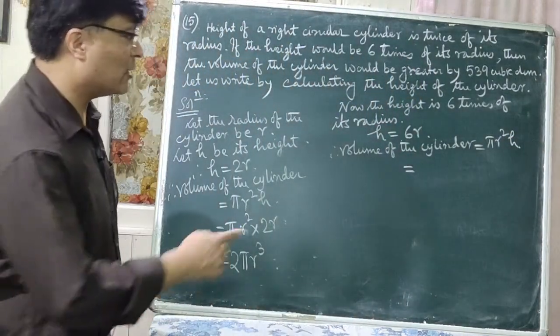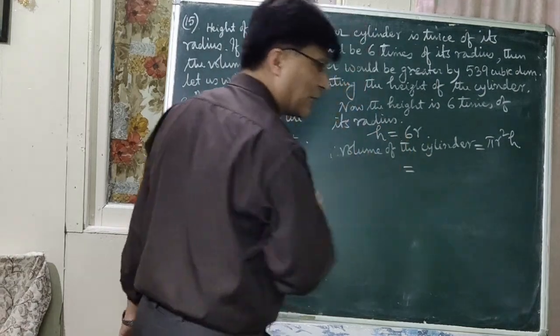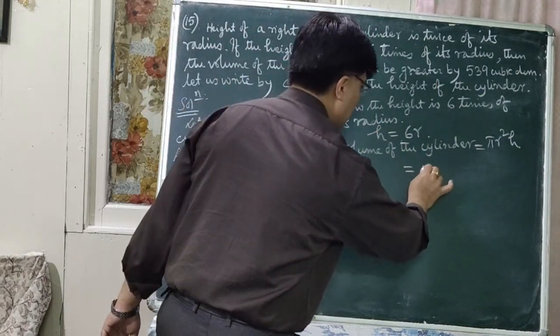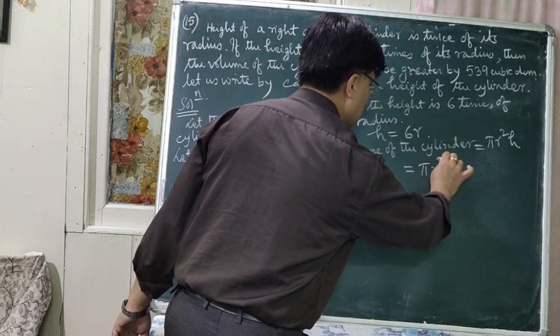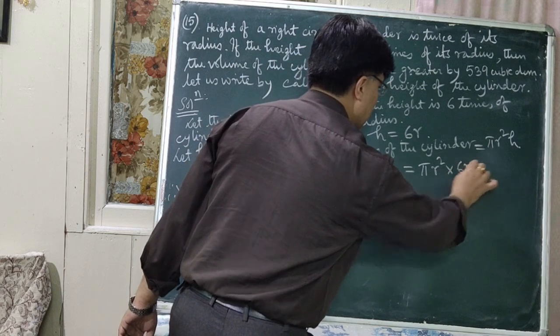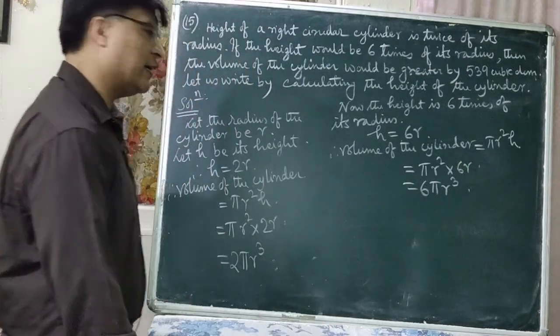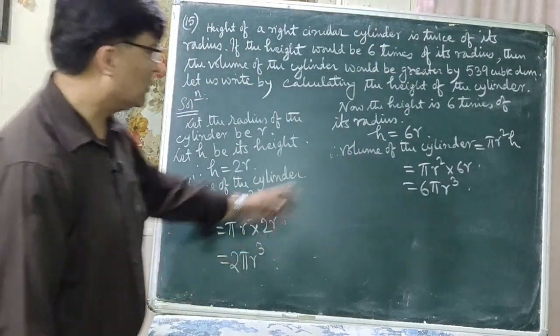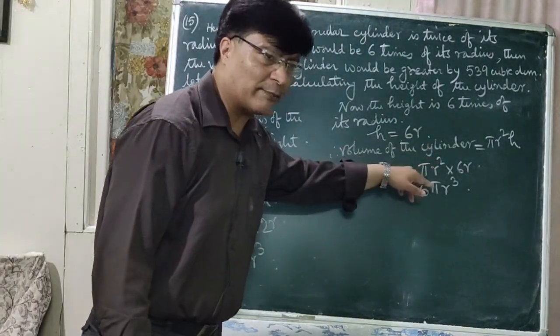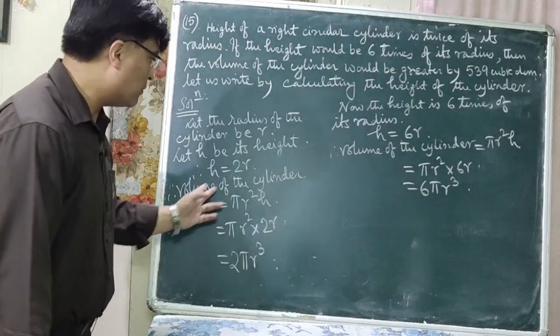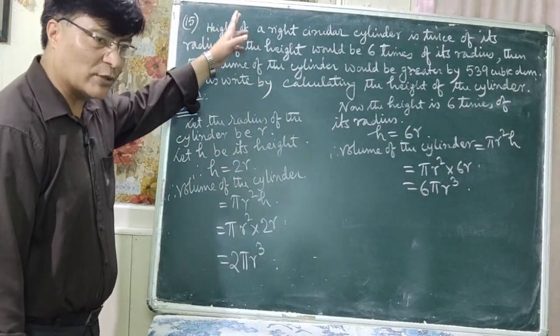Using this formula, let us find the volume of the cylinder given in the second part of the question. It is pi, r square, and h is 6r, which equals 6 pi r cube. Now, this is the volume of the cylinder given in the second part of the question, and this is the volume of the cylinder given in the first part.